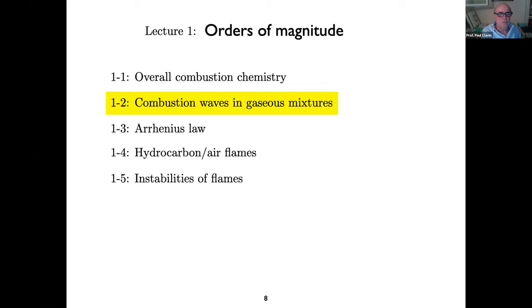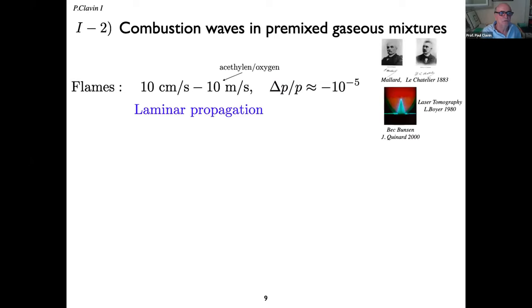Let me now be more precise. Let me now go to some elementary consideration concerning combustion waves in premixed gaseous mixtures. Depending on the way of transferring the energy from the hot mixture to the cold mixture, there are typically two types of combustion wave. One is called laminar propagation, usually called flames. They involve a propagation velocity of about a few tens of centimeters per second, up to, for very energetic mixtures, no more than 10 meters per second, and the pressure jump is quite negligible. So this is clearly a subsonic wave propagation.